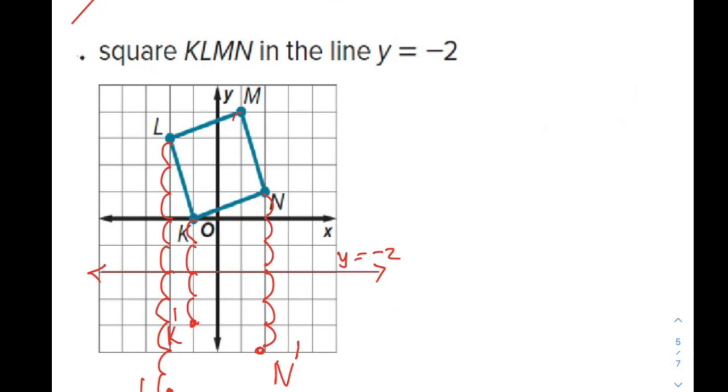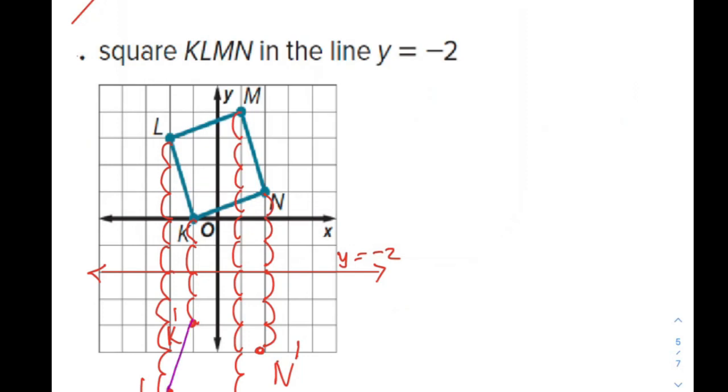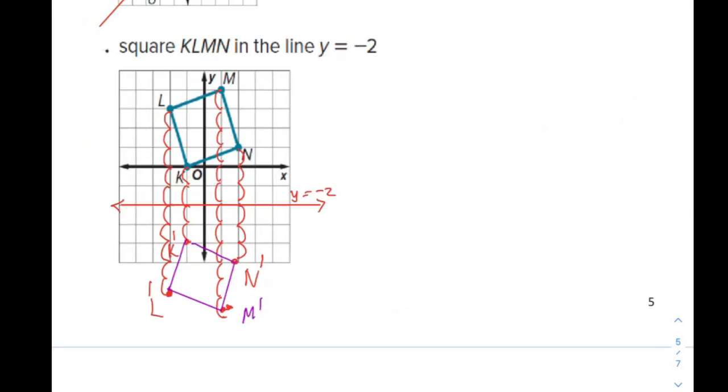M will be 1, 2, 3, 4, 5, 6. From the other side, I count 1, 2, 3, 4, 5, 6. And actually, you should have a square as well. I mean, the final shape should be a square congruent to the original square. It looks perfect. Not bad. Okay. This is how we deal with that one.